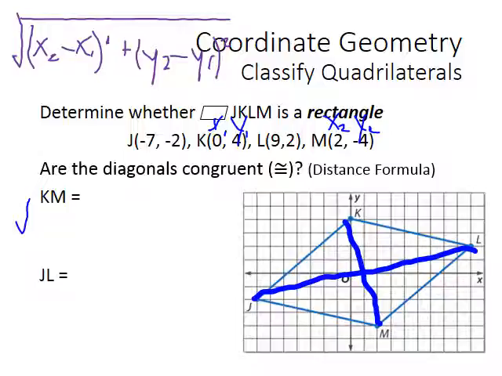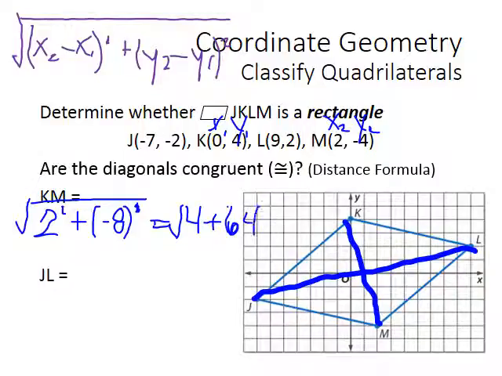Okay, x2 minus x1, that's 2 minus 0, which is just 2 squared, plus y2 minus y1, -4 minus 4 is -8 squared. And let's finish simplifying. 2 squared is 4, plus -8 squared is 64. And 4 plus 64 gives us the square root of 68. I'm just going to leave it as a radical, even though that's not simplified. We still can compare answers as radicals.